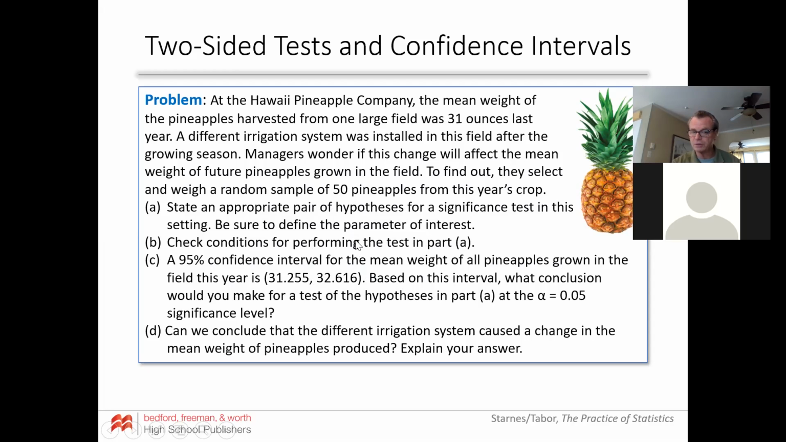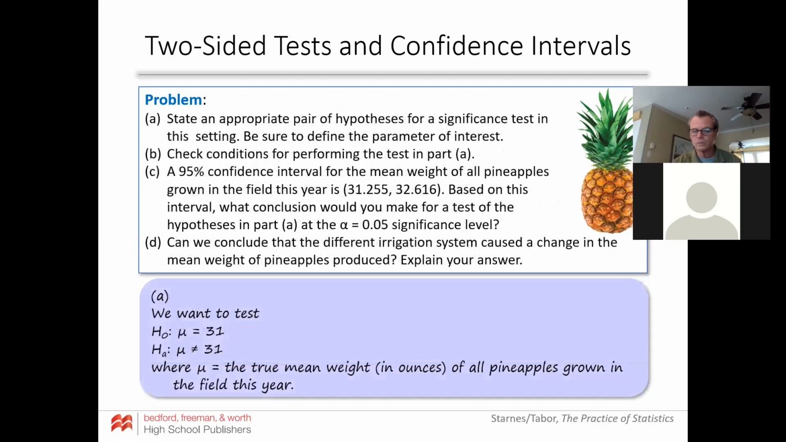What are the conditions? Then the 95% confidence interval is this. So without doing the test, what would we get? So the null is that the true mean is 31, what it was last year. And the alternate is that this watering system is going to affect it.